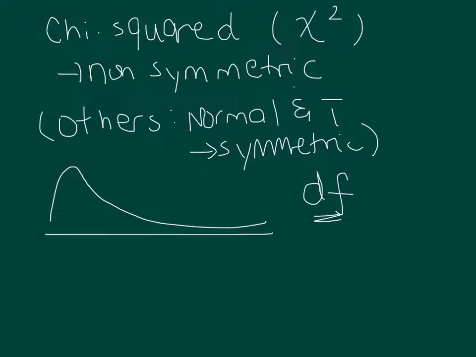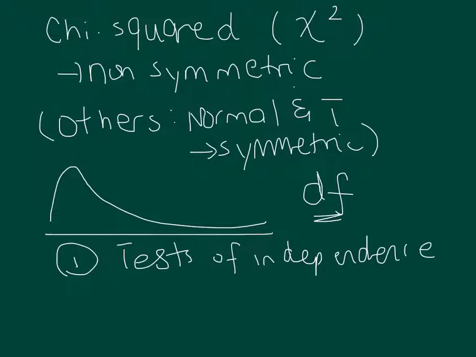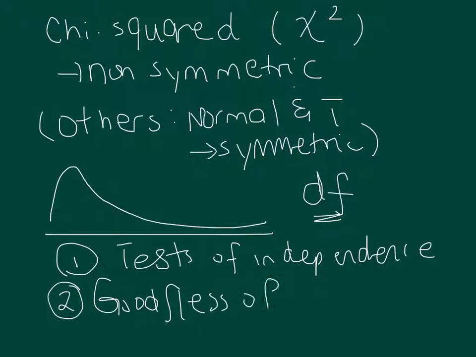So we'll do 2 sections in this chapter 11. We'll do 11.1 and 11.2. And there are 2 different ways to use chi-squared. One is to do a test of independence. And the second is to do a goodness of fit test. So if you ever want to use chi-squared, it's going to be for one of these 2 reasons for this class.